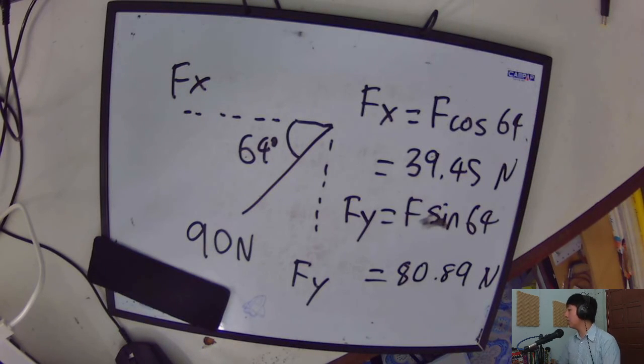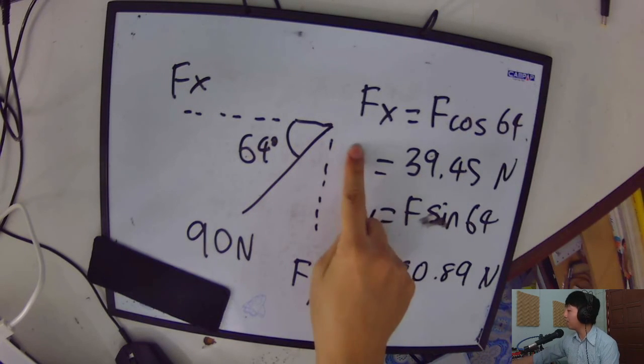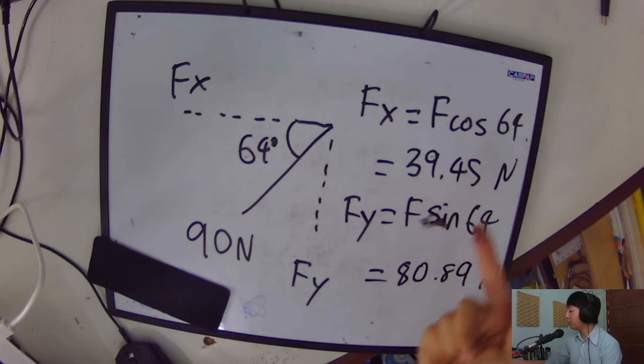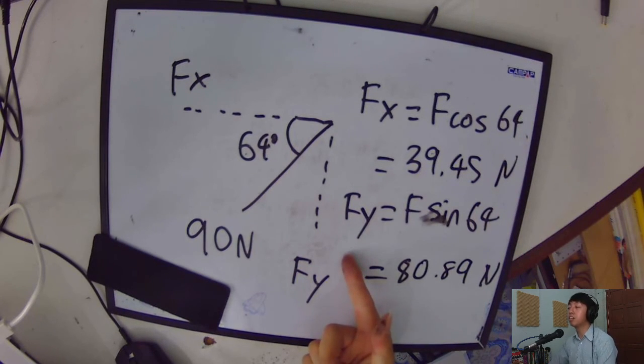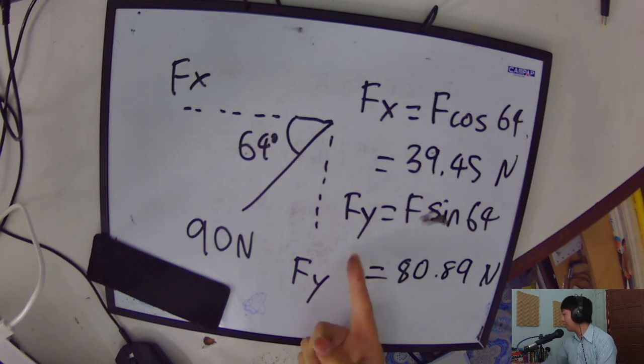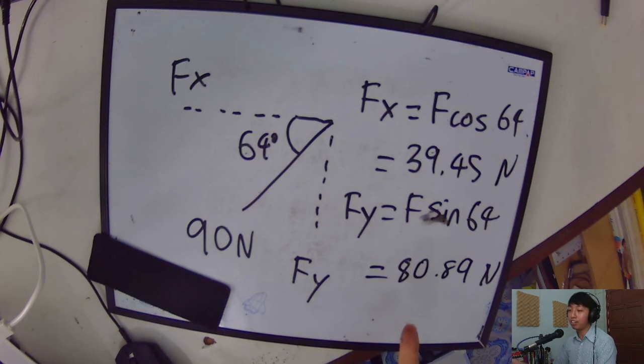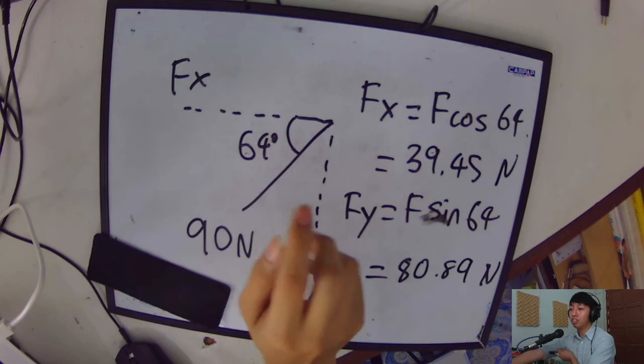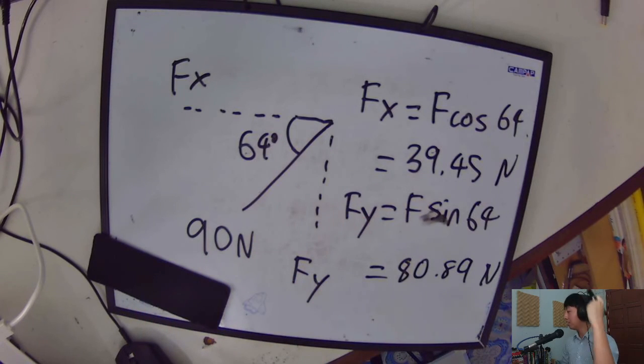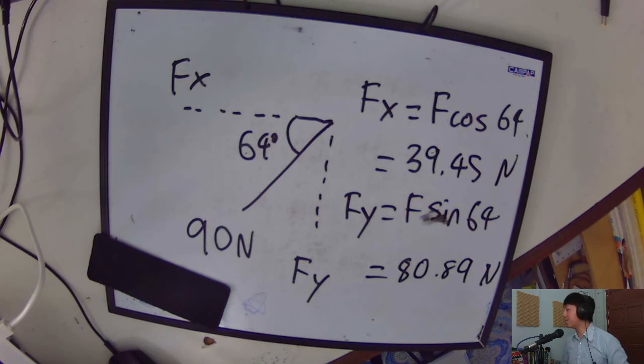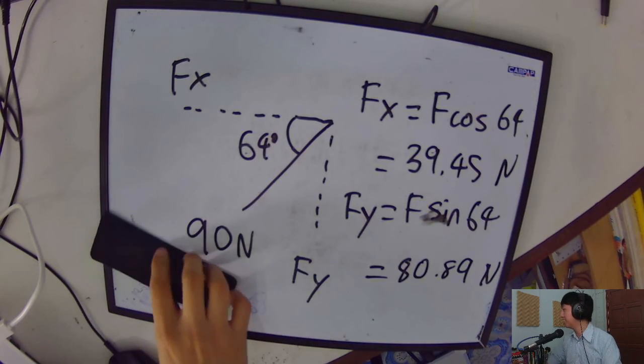If you really wanted to, you could find Fx using cos, and then find Fy using Pythagoras. You could even do that, but I would say it's faster to use sin and cos, if you really wanted to. Only two people got the same? How about the rest of you? You got something else? No? Okay, so you got the same answer.